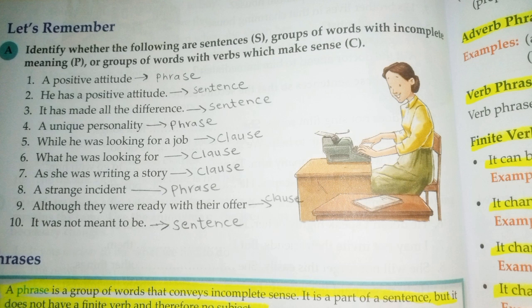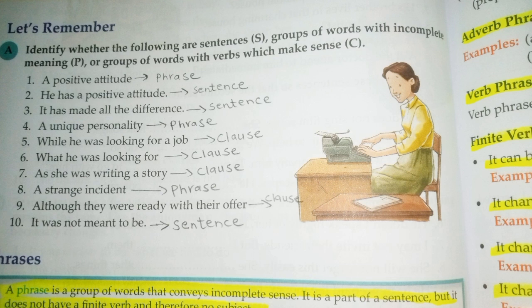Sentence number 7, as she was writing a story. This is a clause. The word as acts as a connector. Because of as, the sentence is incomplete. It needs a main clause to follow it, like the phone rang. Sentence number 8, a strange incident. This is a phrase. It is a noun phrase. There is no verb telling us what the incident did or what happened to it.